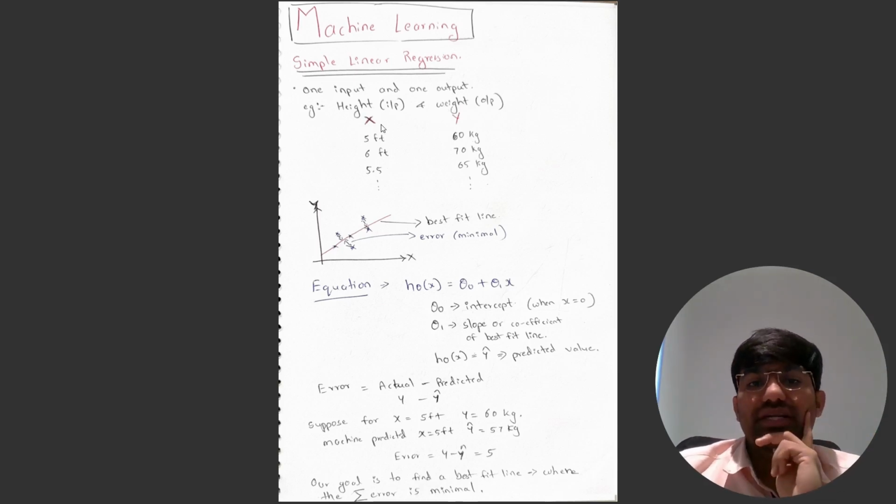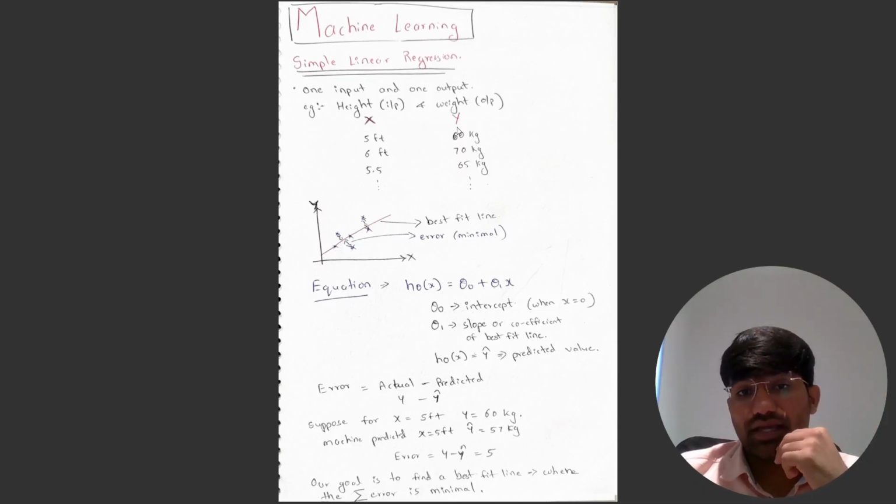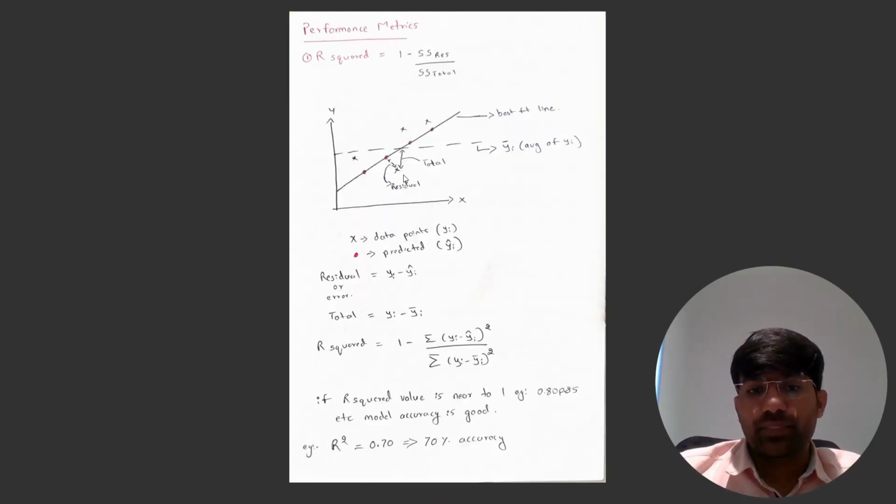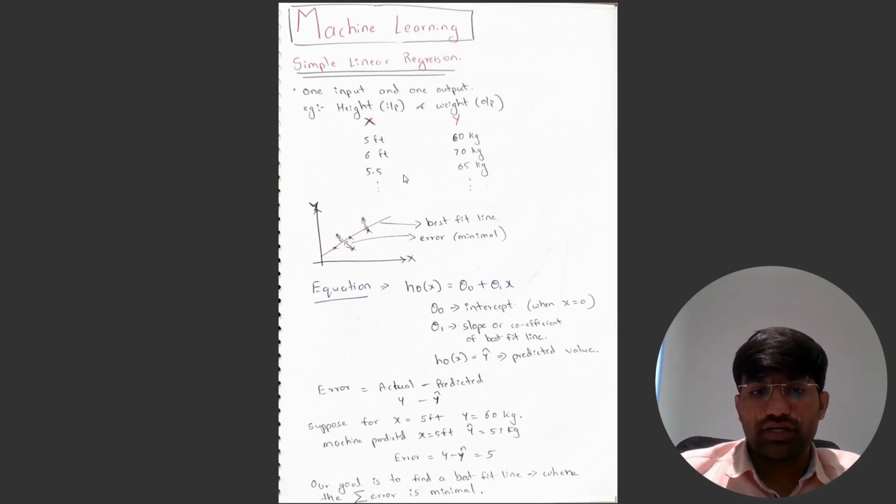In this example, let's consider x as the height of a person and y as the weight of the person. If a 5 feet tall person has 60 kg of weight, a 6 feet tall person has 70 kg, and a 5.5 feet tall person has 65 kg, then this is linear regression, and there is a linear relation between x and y. When we plot it graphically, it will look something like this.